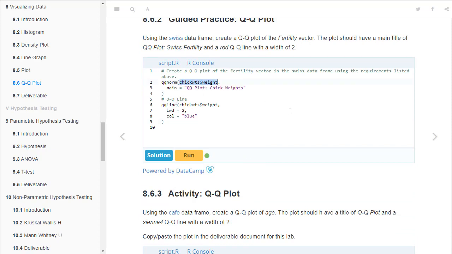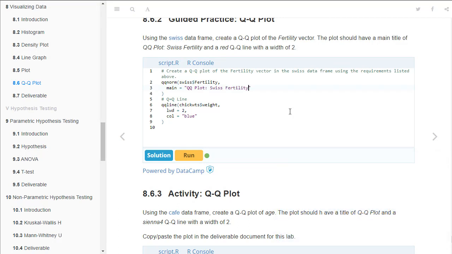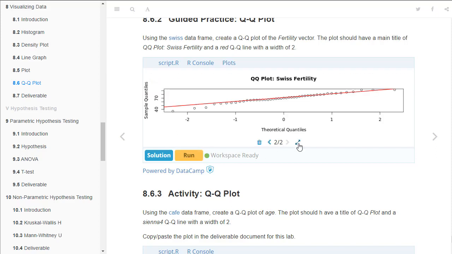We want a QQ plot of the Swiss data set and fertility. Notice a capital F on that. The title should be QQ plot, Swiss fertility, and the red QQ line, and I'd better change this to Swiss dollar fertility, a red QQ line with a width of 2. Let's run that, and there we go.